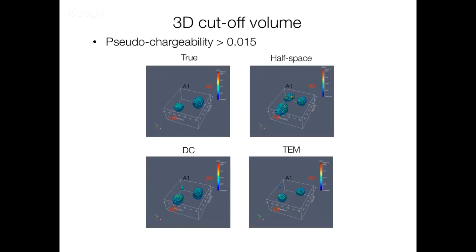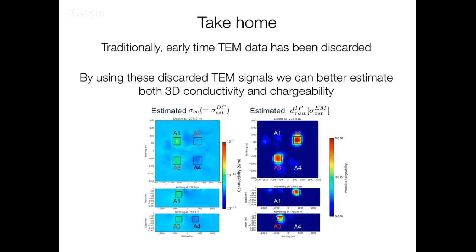Well, you can't see that on here. That's an isosurface now. So I guess the take home here was that traditionally the early time data have been discarded, but those contain valuable information. We could actually invert them. So what that means is for the collection of the DCIP data, you need to sample much more finely so that you get these really early times.